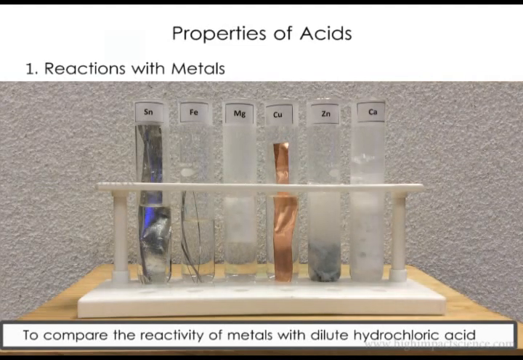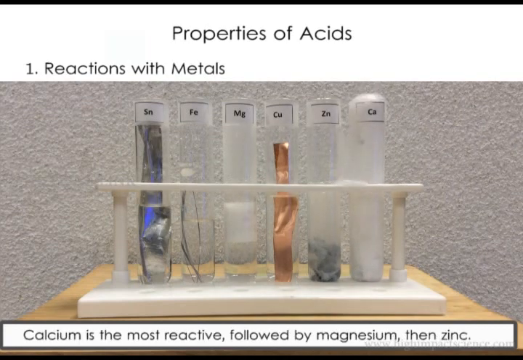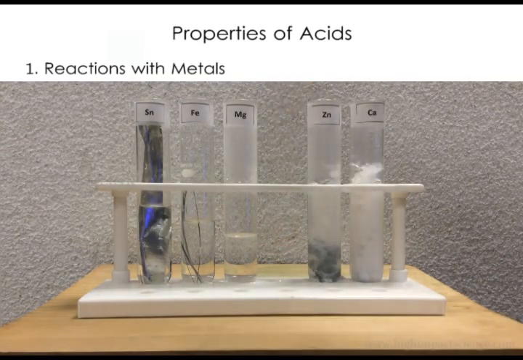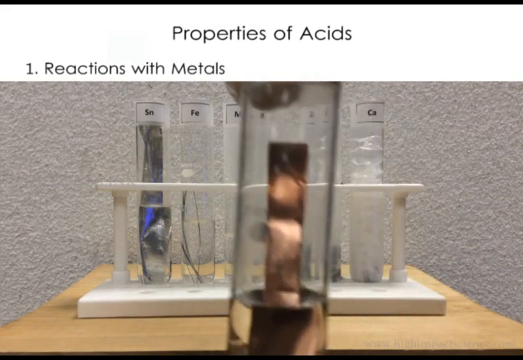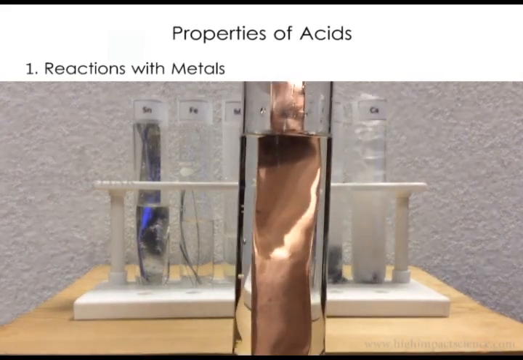From the onset, we can see that the different metals react differently with the same concentration of the acid. We can see that calcium is the most reactive here, followed by magnesium and zinc in that order. Reactions of the other metals are hardly noticeable from far. If we closely look at copper, we can hardly see anything happening. The reaction is too slow.